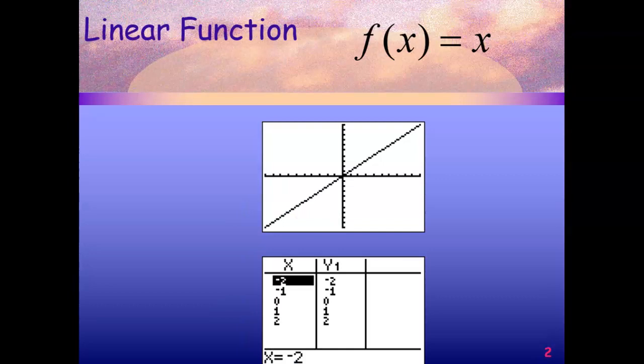We have the linear function, f of x equals x. So that is a line that goes through the origin, has a slope of 1, and it is a positive slope because it's rising as you move to the right on the graph. As you can see in the table, we would go -2, -2, -1, -1, 0, 0, 1, 1, 2, 2, and that's what generates this linear function. Remember, linear functions never bend, so it's always going to continue in that pattern.